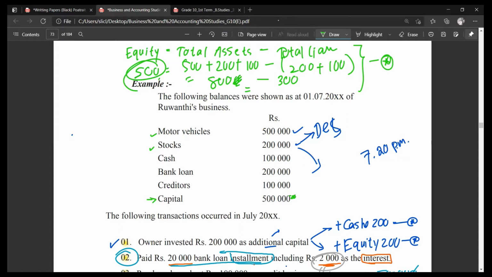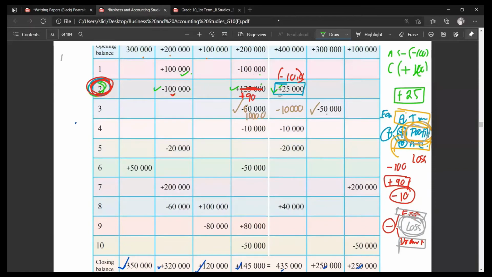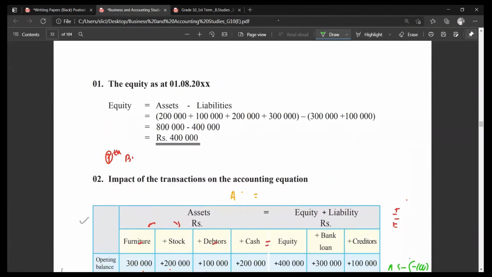So in the previous example I think there was a question like that. There was a situation like that. We need to find the equity. Yes, here, right? You guys need to find it.